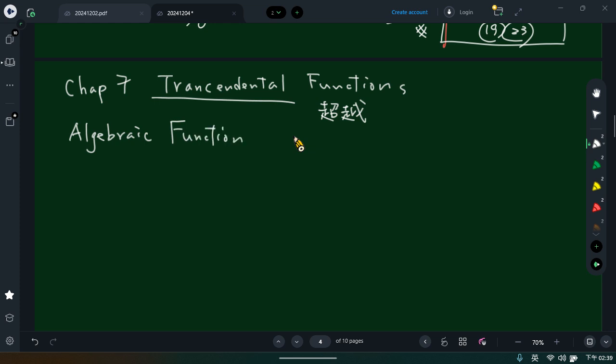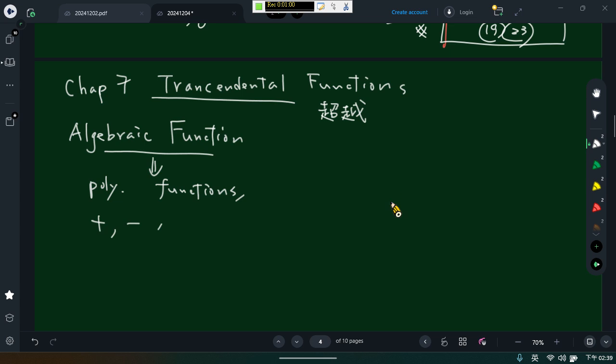Algebraic functions actually come from polynomial functions through four operations: addition, subtraction, multiplication, division, and taking roots, right? I believe you still remember that from our first class. But today, we will talk about the transcendental functions.